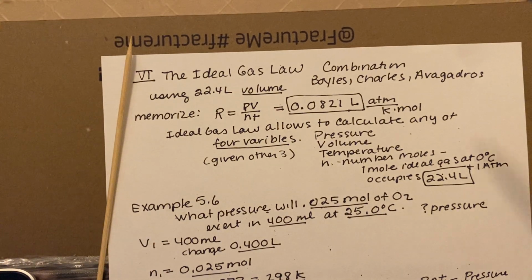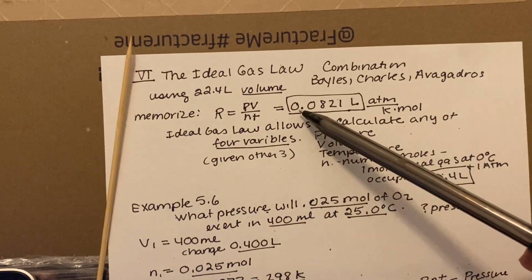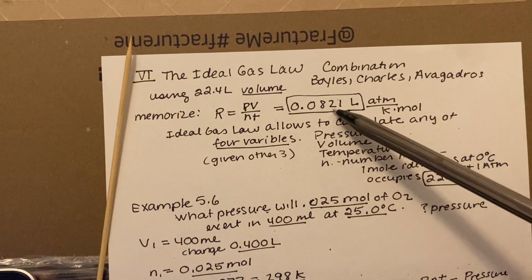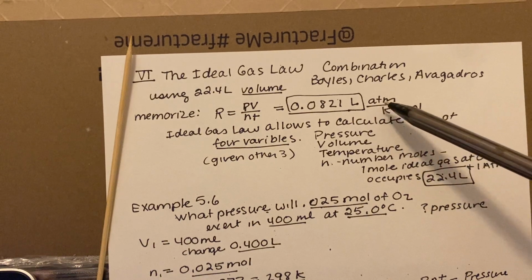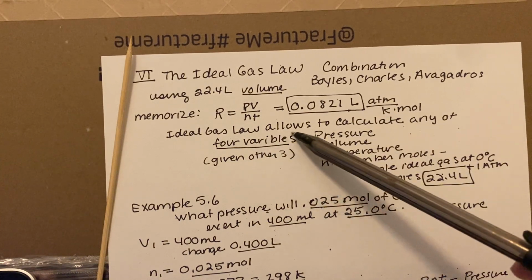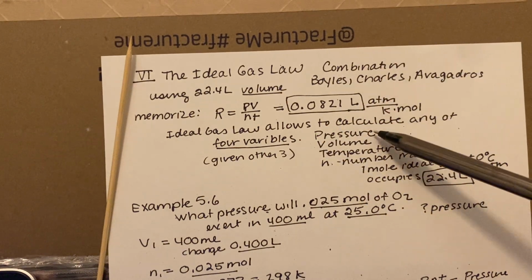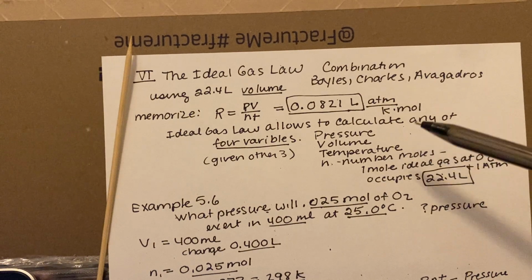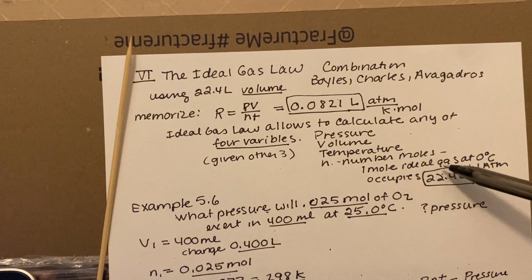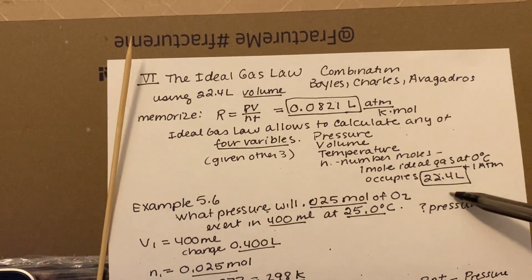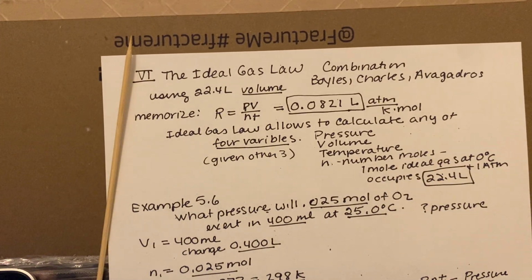Especially when you have this, but we have right here R. What is R? R is going to equal 0.0821 liters. So this is what we found out. This has been figured out for you already. So the ideal gas law allows you to calculate any of these 4 variables: to find the pressure, the volume, the temperature, and N, the number of moles. And 1 mole of ideal gas occupies 22.4 liters. We already knew that one. We found that out because all of them are the same.